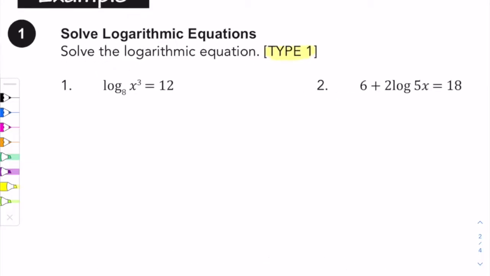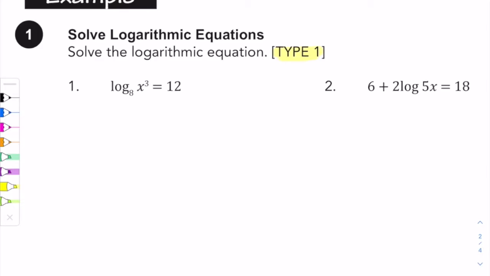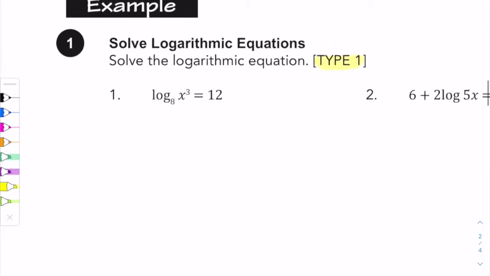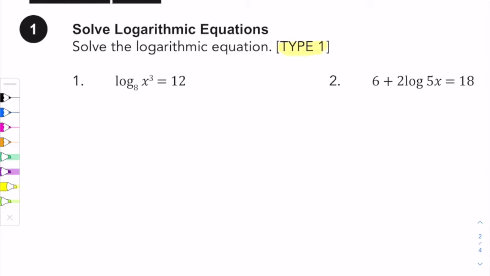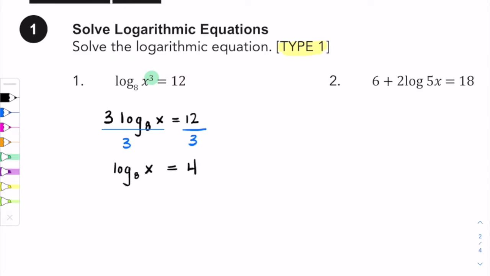Looking at number 1, we have log base 8 of x cubed. This is equal to 12. In order to solve, we need to isolate the logarithm. We need to get the log and the base by itself. I do recognize that I have that exponent. It will be helpful to write the exponent in front as 3 times log base 8 of x is equal to 12, because doing this allows us to divide out that value. So now I can move the value of 3 easily to the other side, and that's something that will happen all the time. Log base 8 of x is equal to 12 divided by 3, which is 4.